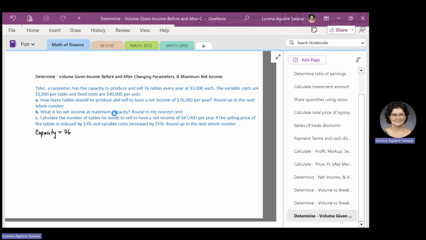Now, Tyler sells tables at $3,000 each. Those $3,000 correspond to the selling price per unit. The selling price per unit is the amount a business charges its customers to buy a single unit of item produced. The selling price per unit is denoted by P. So here we have P equals $3,000.